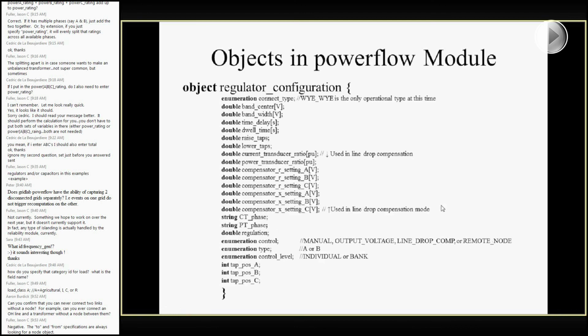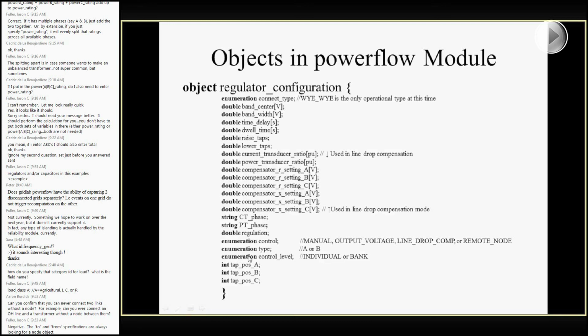So the regulator configuration, we went over this a little bit earlier, but basically it holds all the different parameters to make your regulator behave like the physical object. So your band center, bandwidth, the number of taps you can raise or lower the system, and then depending on your mode, so if you're doing line drop compensation, your current transducer ratio, power transducer ratio, and then your impedance values associated with your compensation, those will get specified there. The phases that your current and potential transformers are attached to, and the regulation of the regulator as a whole, that helps determine how the voltage changes with these taps and your overall bandwidth and band center.